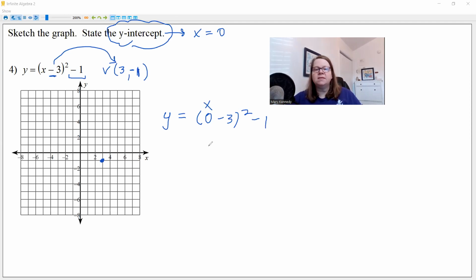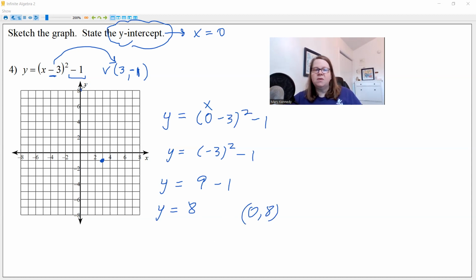So it had x in the problem over here. I substituted a 0 to see what my y-intercept is. So y equals 0 - 3, which is -3. -3 squared means -3 times -3, which is +9. 9 - 1 is 8. Be sure to use the parentheses if you're doing this in the calculator. Otherwise, your calculator is likely to give you a wrong answer because it doesn't understand you mean the whole thing squared. Okay, so this is saying we have a point at 0, 8.